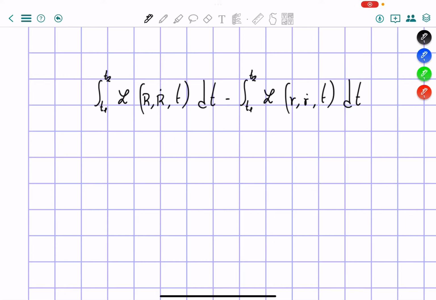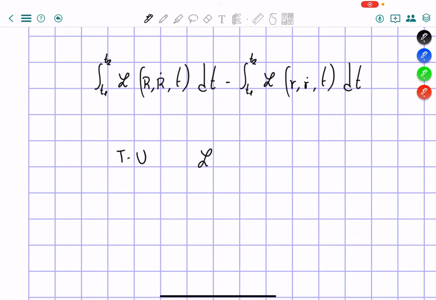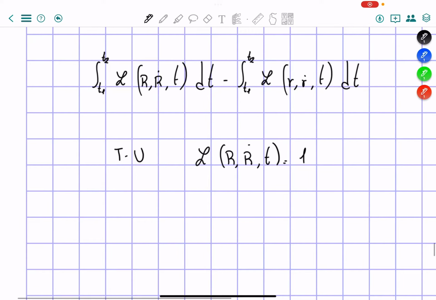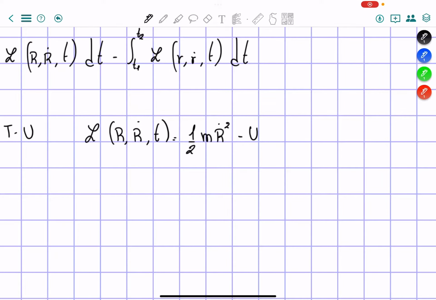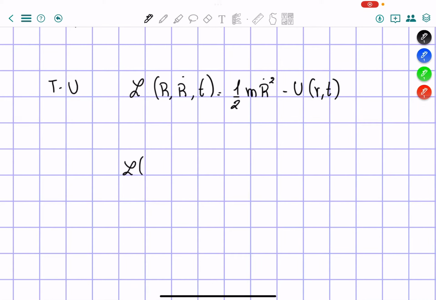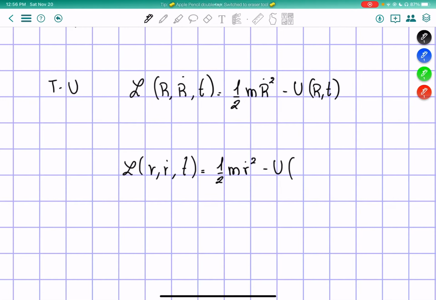We know that L is equal to T minus U. So L in terms of capital R, R dot, and t is going to be equal to 1/2 m R dot squared minus the potential, which is in terms of R and t. Instead, our Lagrangian in terms of small r, small r dot, and t is going to be equal to 1/2 m r dot squared minus U, here in terms of small r and t.